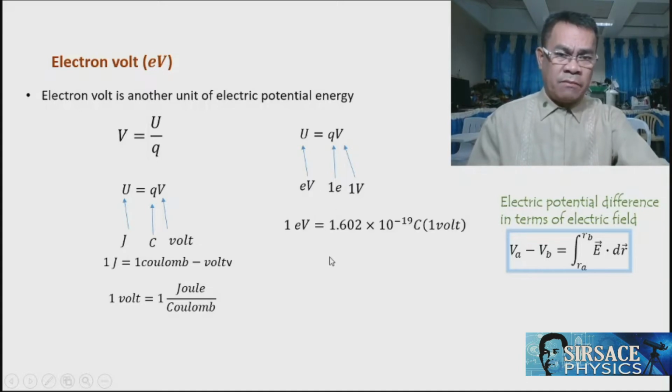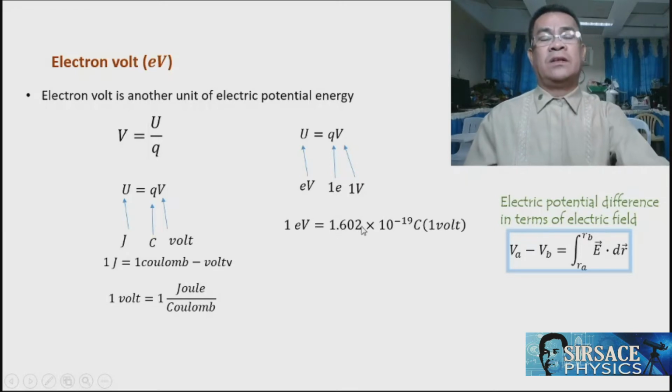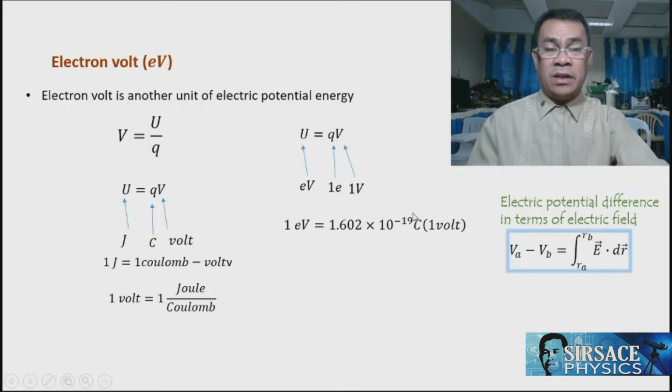Okay, so if we replace, we understand that one electron is 1.602 multiplied by 10 raised to negative 19. This is one electron. Then this is multiplied by 1 volt. But look, what is volt? Volt is joule per coulomb. Okay? So therefore, replace this with joule per coulomb. This coulomb will be cancelled out. So what is left is the joule unit.